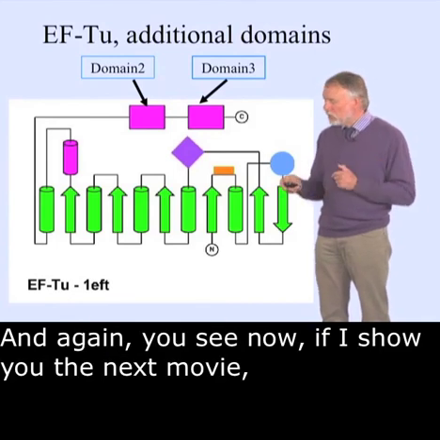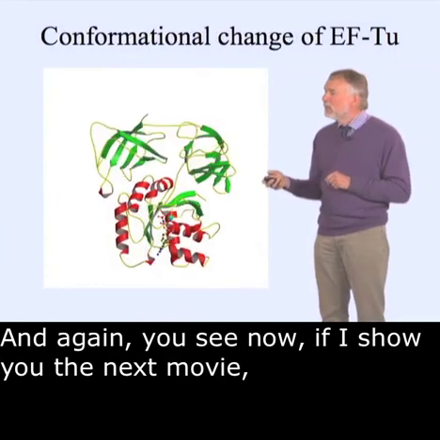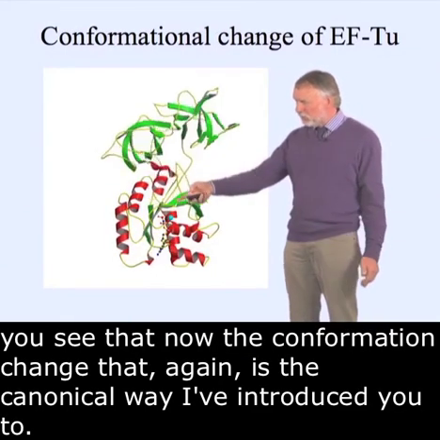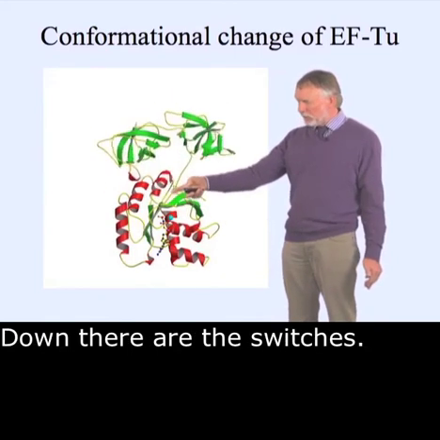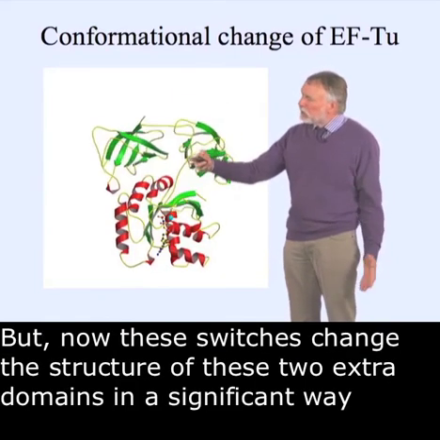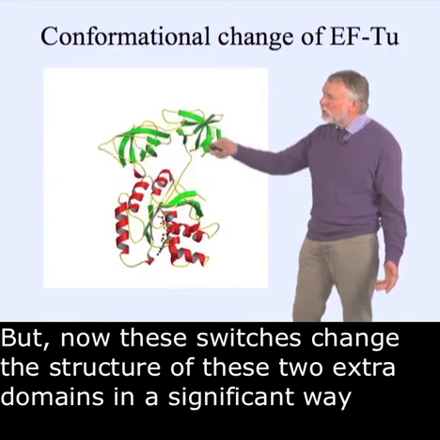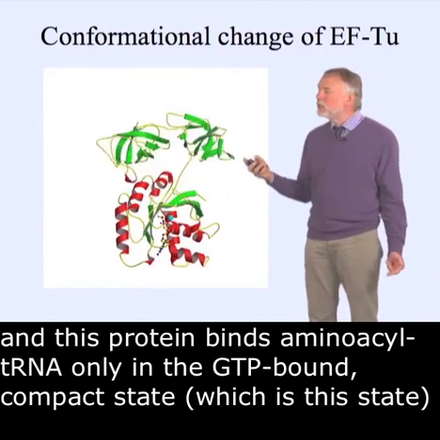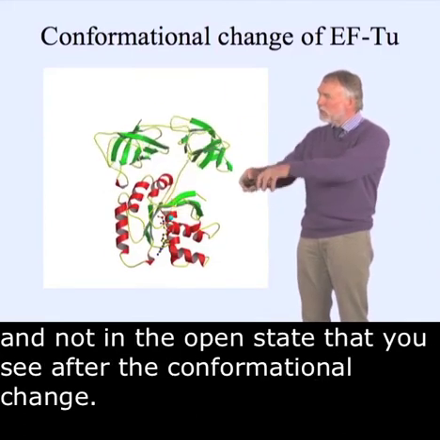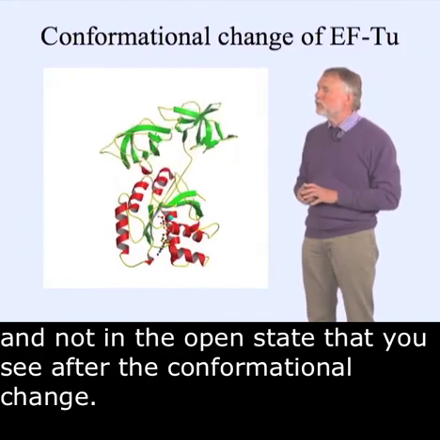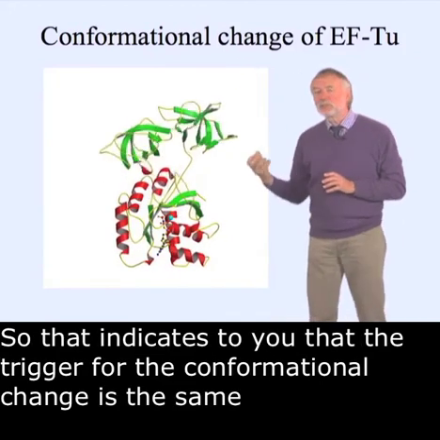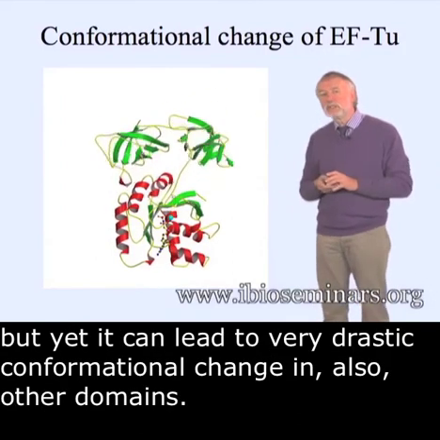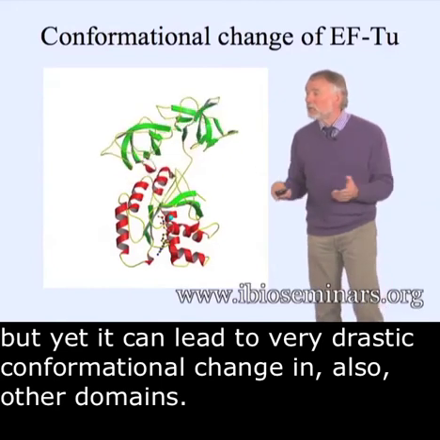And again, if I show you the next movie, you see the conformational change, which again is the canonical way I've introduced you to. Down there are the switches. But now these switches change the structure of these two extra domains in a significant way. And this protein binds aminoacyl tRNA only in a GTP-bound compact state, which is this state, and not in the open state that you see after the conformational change. So that indicates to you the trigger for the conformational change is the same, but yet it can lead to very drastic conformational change also in other domains.